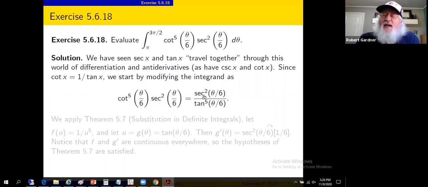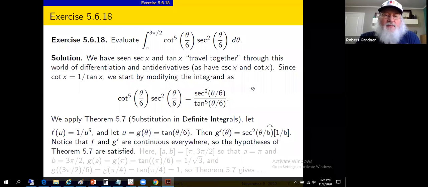The derivative of tangent is secant squared. I'm thinking we should let u equal tangent. Well, theta over 6, the 6 will have an impact as well. Okay, so we can see the integrand then as secant squared, theta over 6, over tangent to the 5th, theta over 6. Let's take u to be tangent theta over 6. I kind of think about that first.